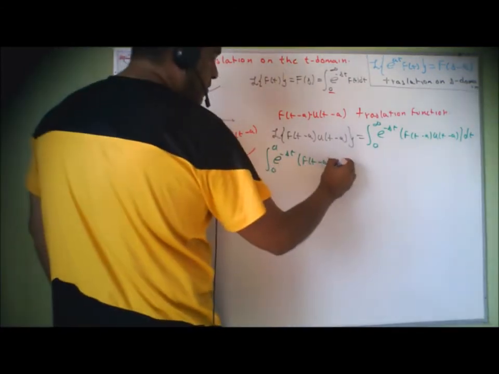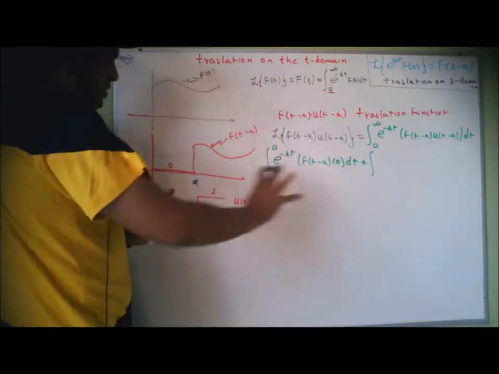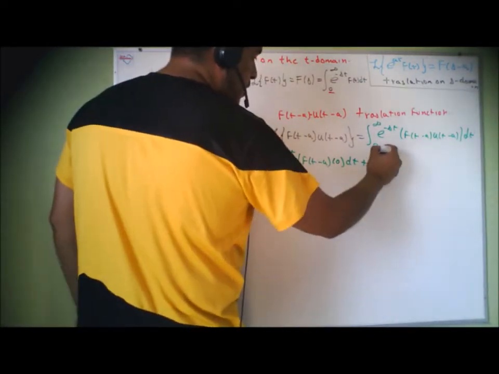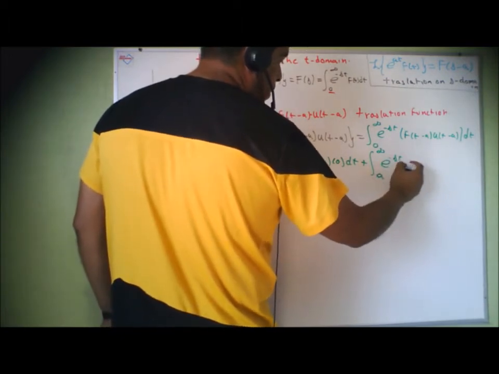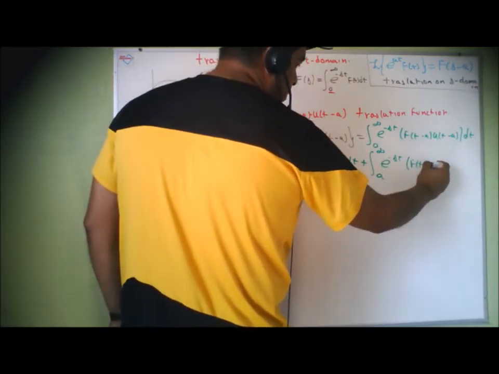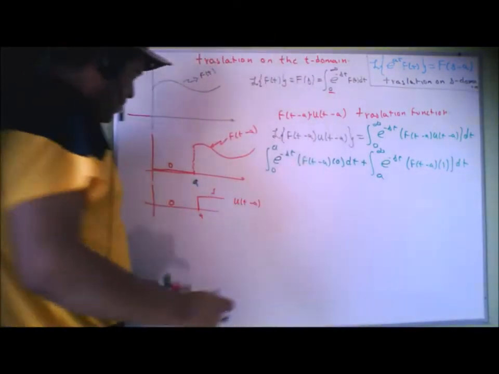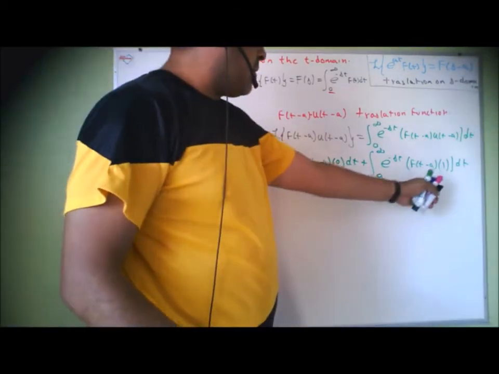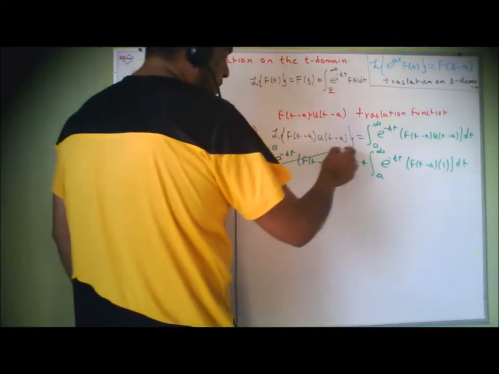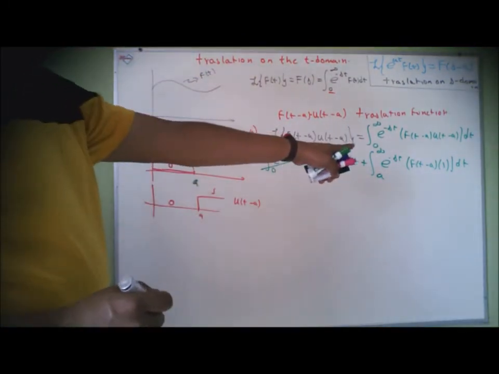Well, it is 0, differential of t, and then plus the other part of the integral from a to infinite, exponential minus st, and then here is f of t minus a, and then 1, differential of t. Remember that it is 0 and then becomes 1. Now, I don't care about this part of the integral because it is 0. The only thing that remains is that part.